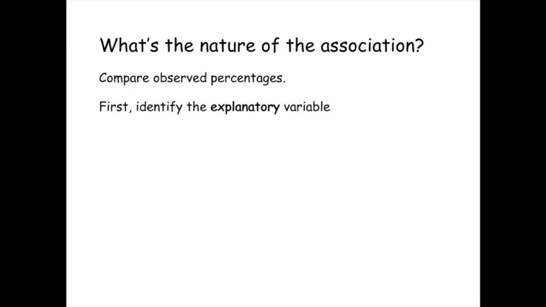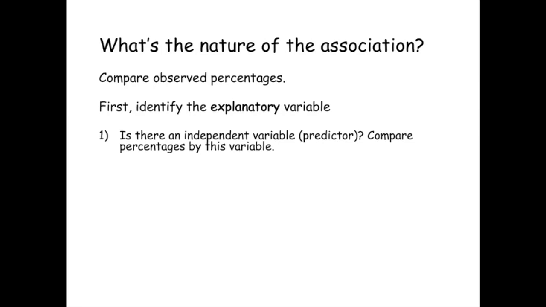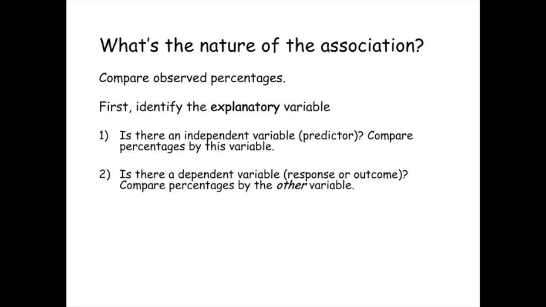They must first identify the explanatory variable. If one of the variables can be considered an independent variable, or predictor, this would be considered the explanatory variable. You can also ask whether there is a dependent or outcome variable. You would compare percentages by the other variable. You can also ask which came first. If there is a clear answer to this question, then compare the percentages based on this variable.